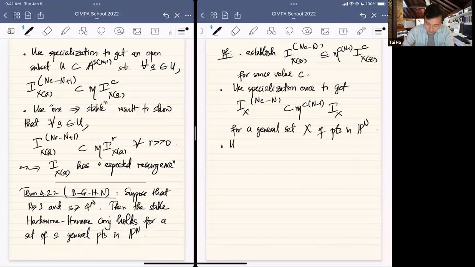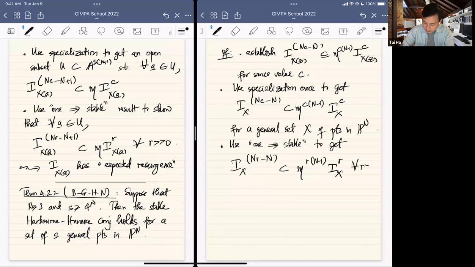And then we use, again, one implies stable results to get the same containments. I of X to the power nr minus n contained in m to the power r(n minus 1), there should be a c here, sorry, I of X to the power r for all r big enough. And remember that this contains I of nr. So that established the stable Harbourne-Huneke containments.